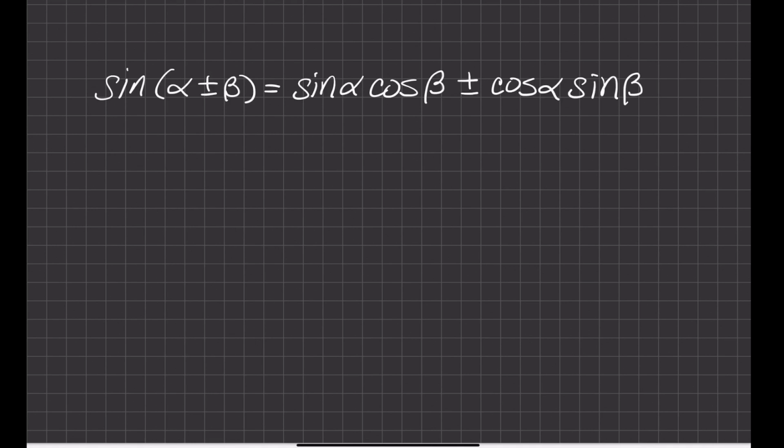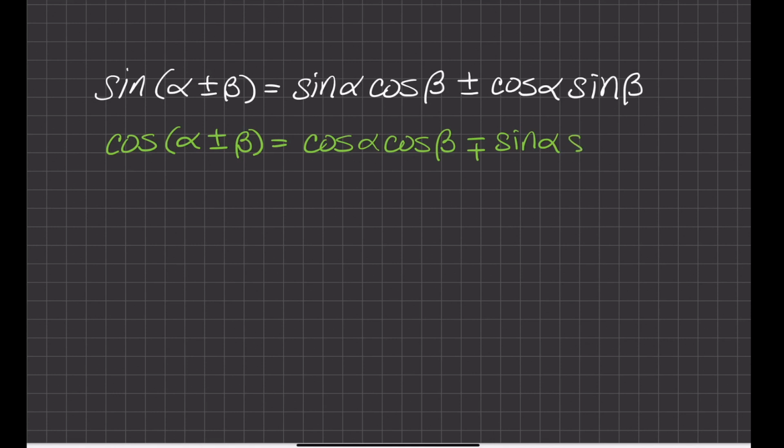Now, if we look at our sum and difference for cosine, the cosine of 2 angles that are being either added or subtracted together is going to be equal to the cosine of the first times the cosine of the second. And now we're going to change the order of those plus or minus, and we have the sine of the first times the sine of the second. And where we have the cosine of 2 angles being added, that's going to be the cosine of the first times the cosine of the second angle, and then minus sine of the first times the sine of the second.